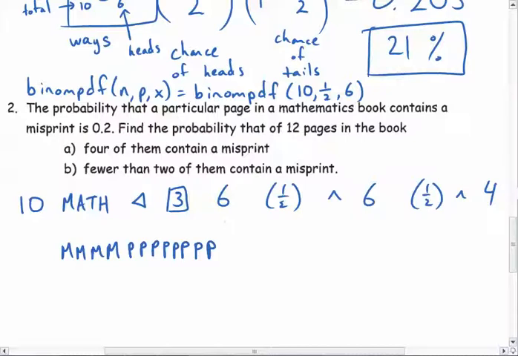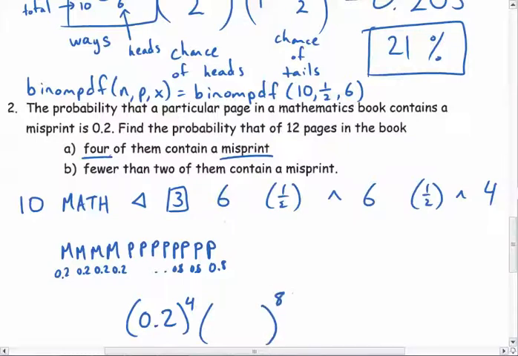Does that make sense? Okay, so each of the misprints is going to be 0.2. And what's the chance of getting a page printed right? 0.8. So each of the printed pages is going to have a 0.8 probability. So that means I have 4 0.2s because I've got 4 misprinted pages. And I have 8 0.8s because I have 8 properly printed pages. Okay, and then I just need to put in the number at the front that tells me how many ways I can rearrange all those letters.